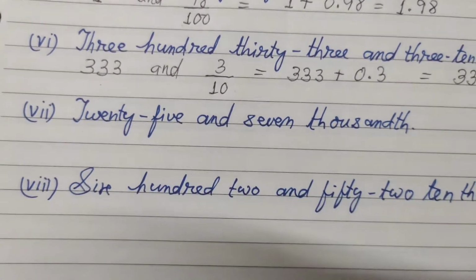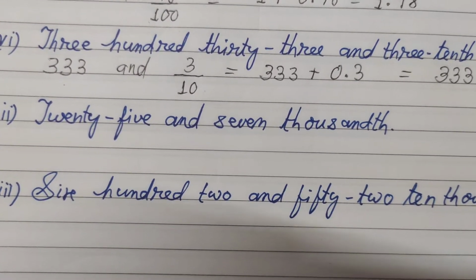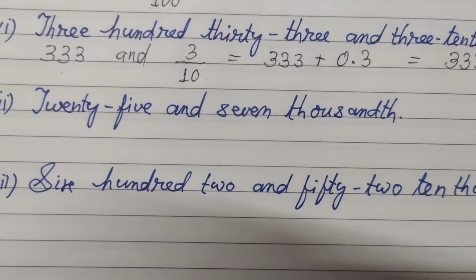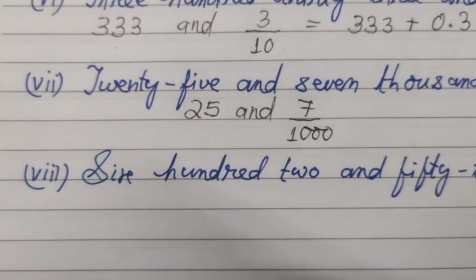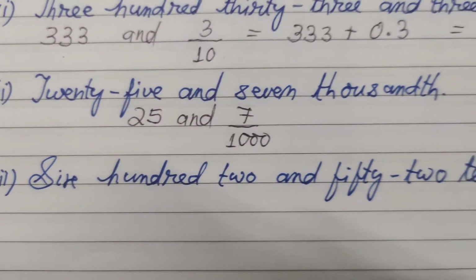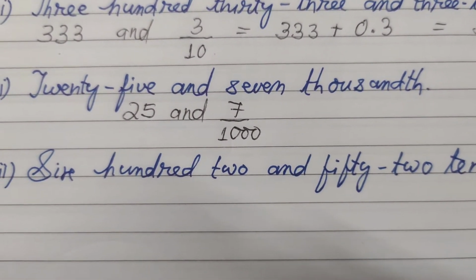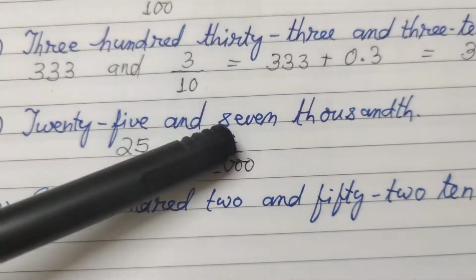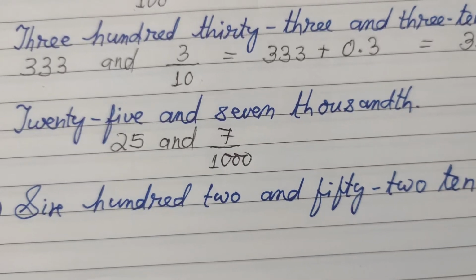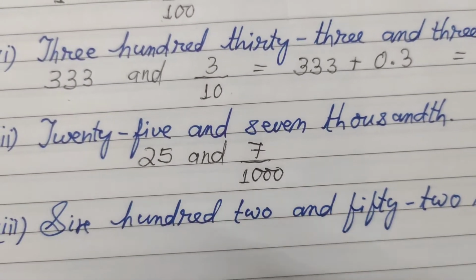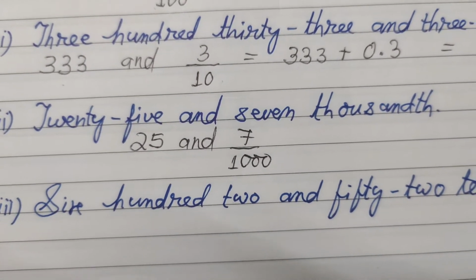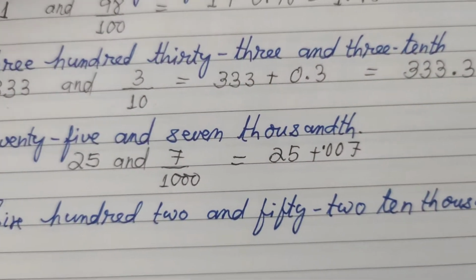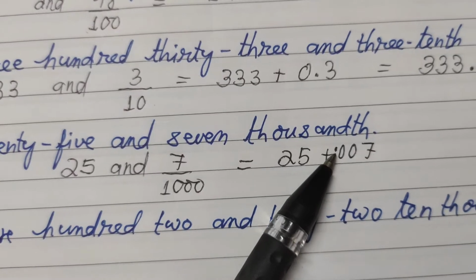Same way, number 7 also, you have 25 and 7 thousandths. 7 thousandths is written as 7 by 1000. Okay, as you can see over there, 25 and 7 thousandths is written this way. 25 and 7 thousandths is actually 7 by 1000. Now, how do we convert the 7 by 1000 decimal fraction into a decimal? Let's see.